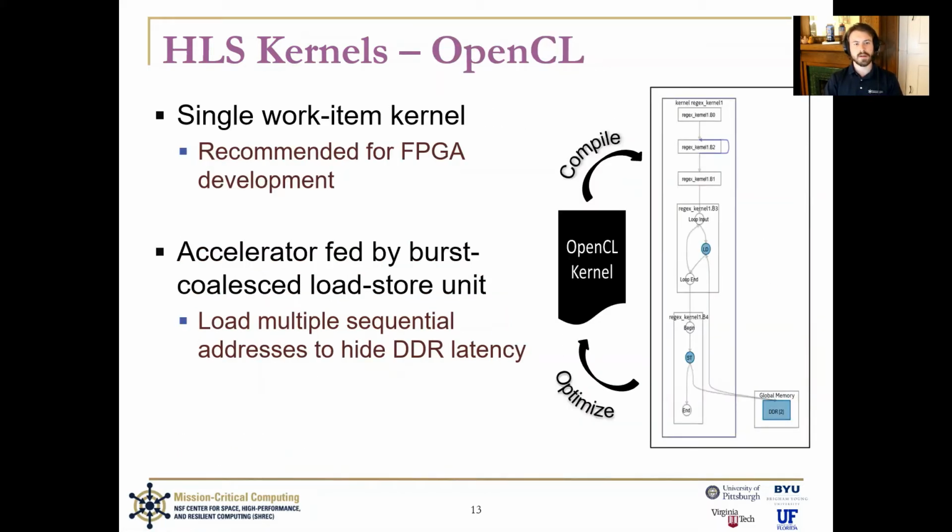The OpenCL kernels are compiled and launched as single work item kernels, which is the recommended mode for FPGA development. The accelerator is also fed by an inferred burst coalesced load store unit. This loads multiple sequential addresses so as to hide long DDR access latencies for the input text.